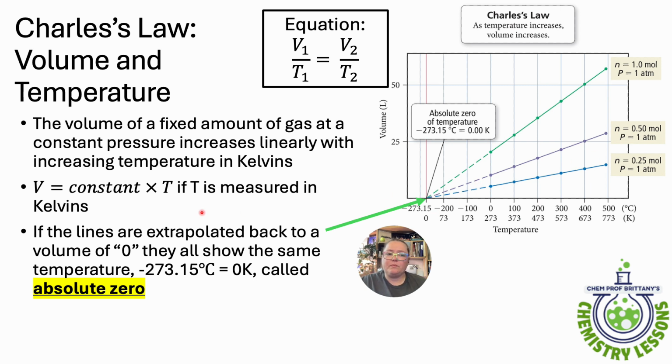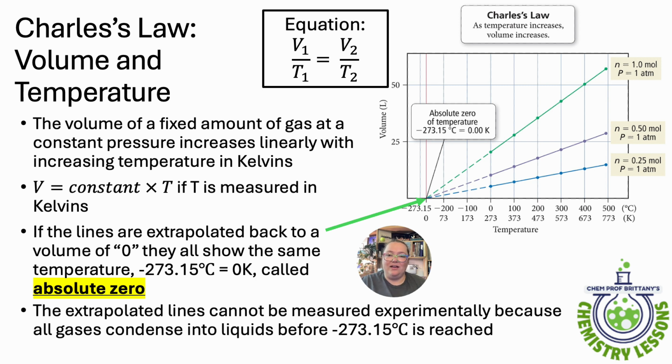So if we take these lines and extrapolate them back, they will all meet here at what we call absolute zero, which is 0 Kelvin, or negative 273.15 degrees Celsius. We cannot measure this experimentally because all gases will condense at some point before we actually get down to absolute zero. But the important piece here is to recognize that whenever one goes up, the other goes up. And again, we're talking volume and temperature. Whenever one goes down, the other goes down.